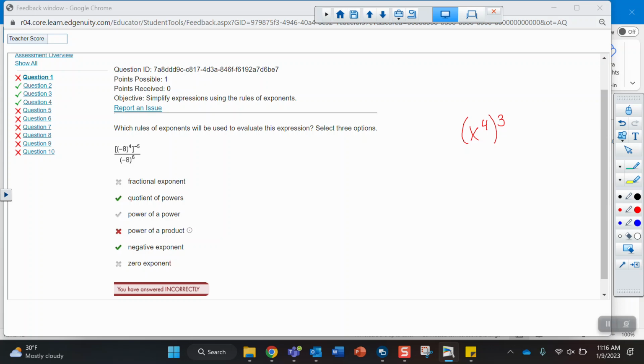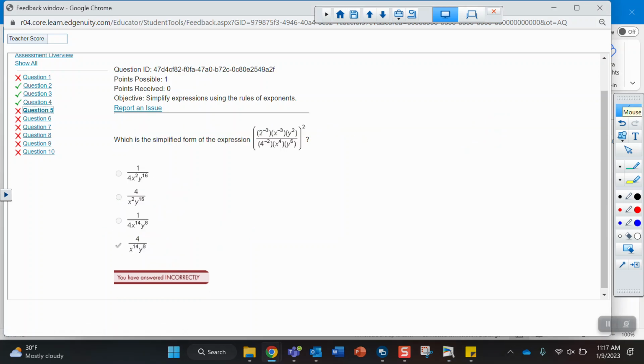You chose power of a product. We don't actually have this one. This means I would be multiplying two things together, and then there would be an exponent on the outside of that. So we don't have that one, and it could have just been that you got those two rules mixed up.